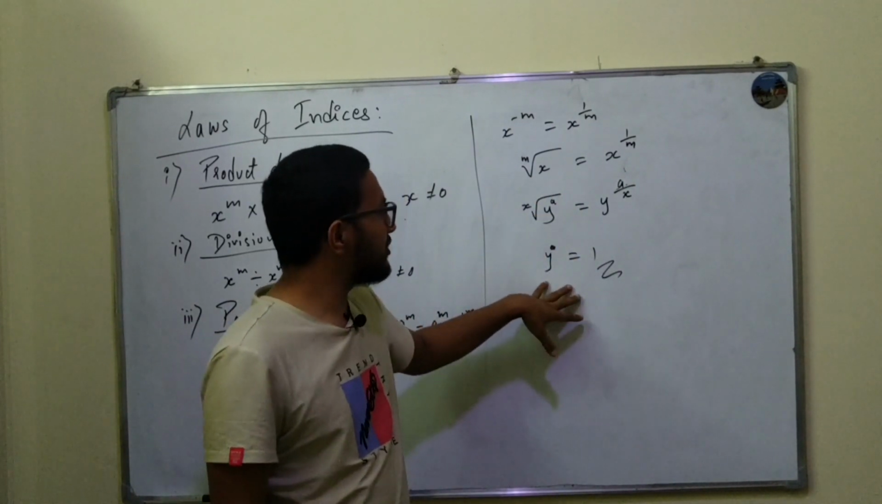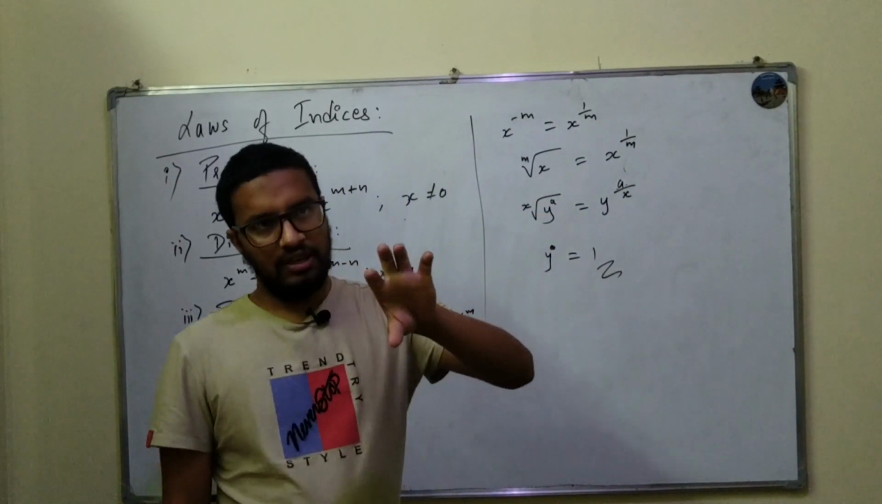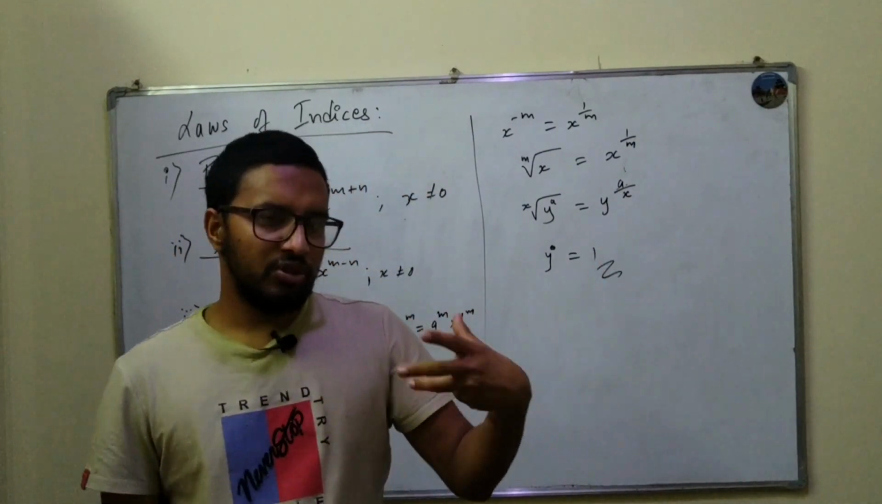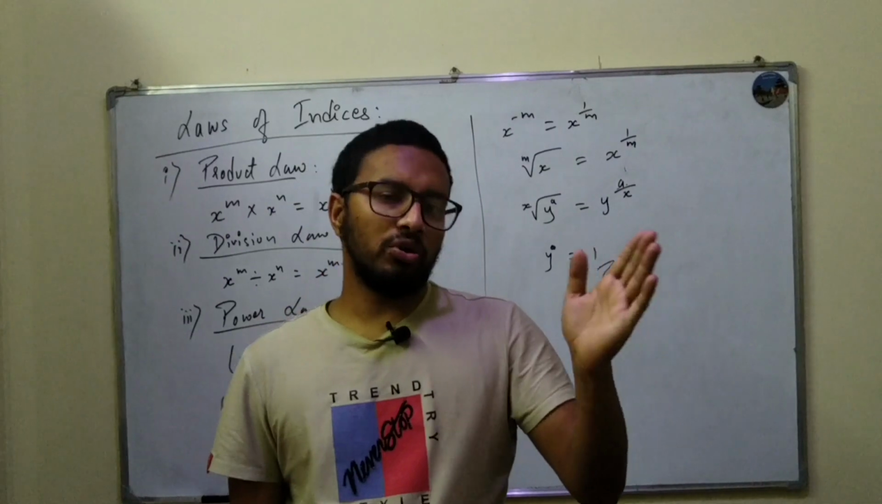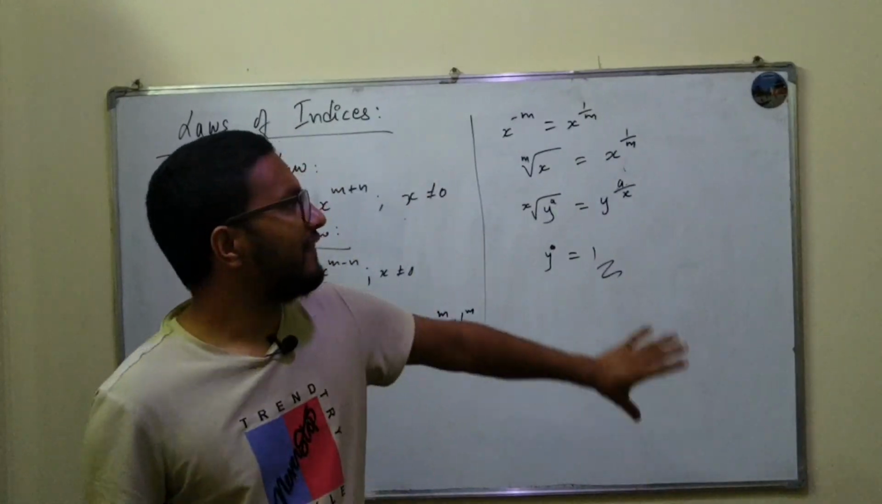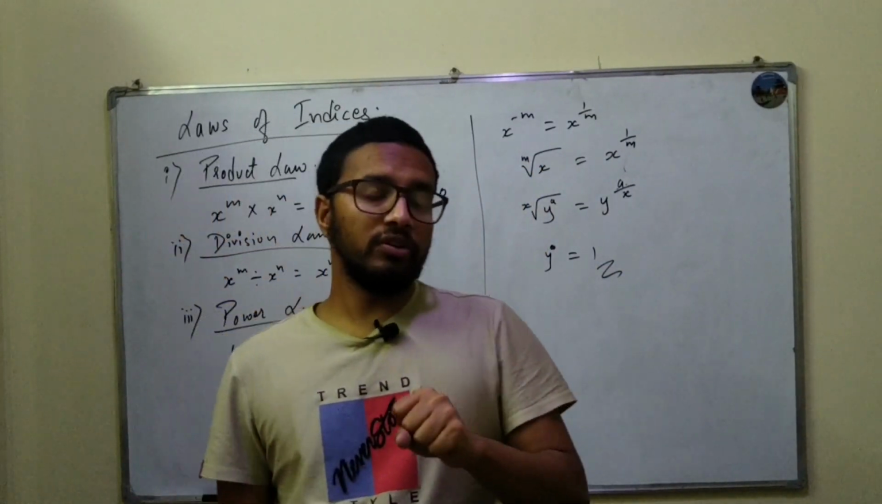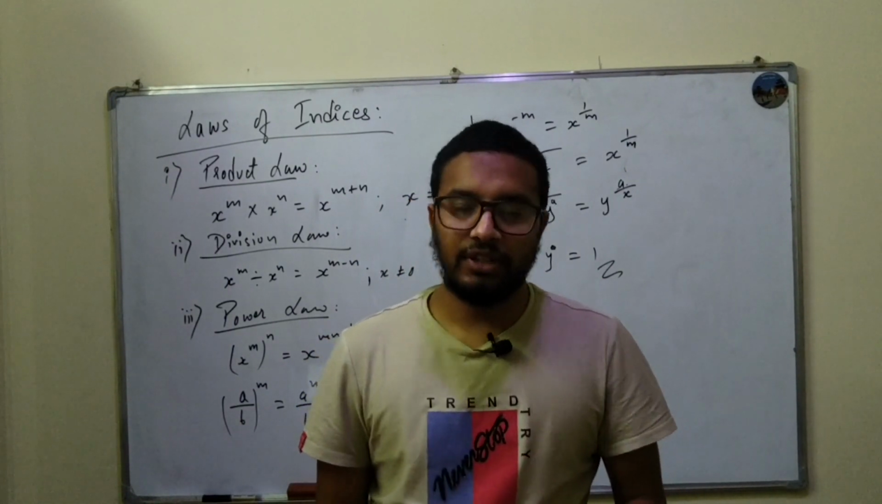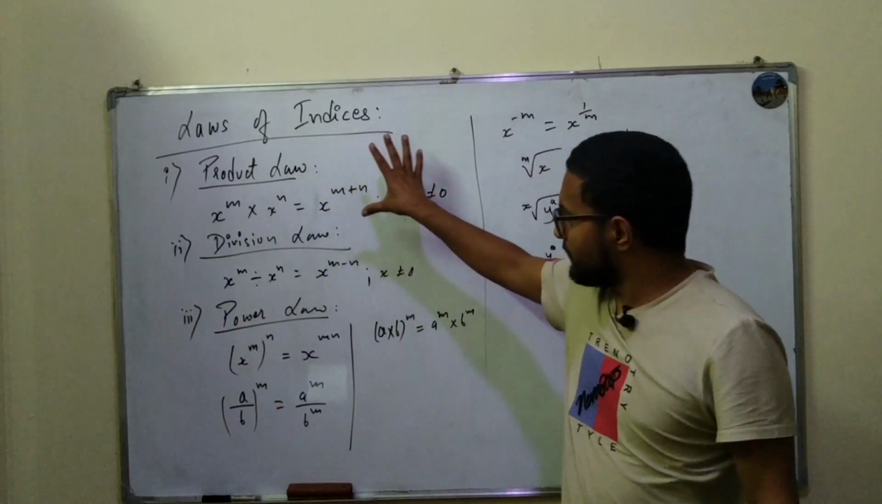Similarly, a to the power 0, x to the power 0, m to the power 0 is always equal to 1. This is our rule for solving any indices related problems. So have a look at it.